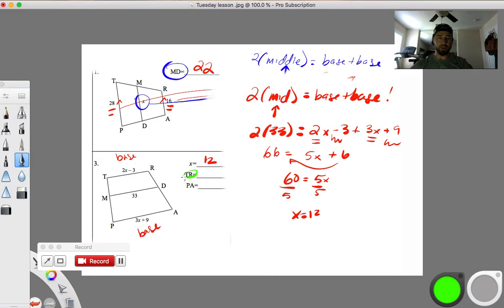Now what do they want? They want TR. Well, TR is up here, so I can just plug 12 in right there. What's 2 times 12? 24. Minus 3 is 21. And let's plug them in down here at the bottom because I'm sure they're going to ask for PA. Yep, PA. What's 3 times 12? Okay, 3 times 12 is 36, I think. Okay, plus 9 is 45. Boom. Okay. Now if you want to pause it and get those notes down, do it.